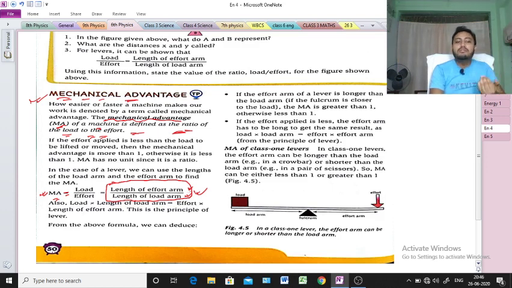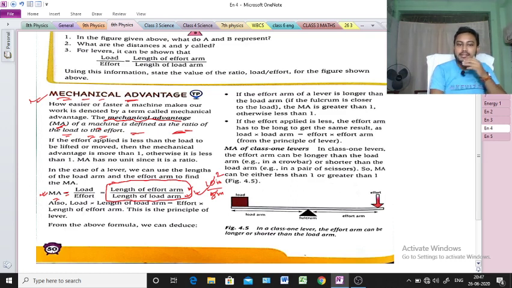Clear? When the value of the mechanical advantage will be greater than 1, if the length of the effort arm is high, that means greater than the length of the load arm. Let's say length of the effort arm is 10 meter. What is this? The length of the effort arm is 10 meter. Okay, and length of the load arm is 5 meter. So that 10 by 5, that means 2. Clear? The answer will be 2. So that is greater than 1.